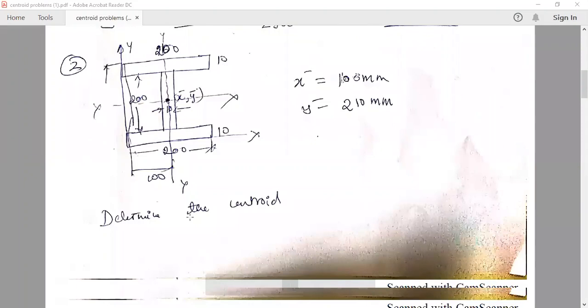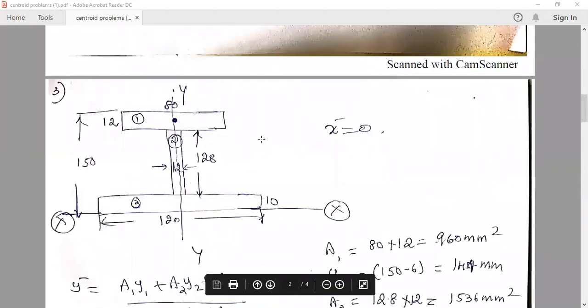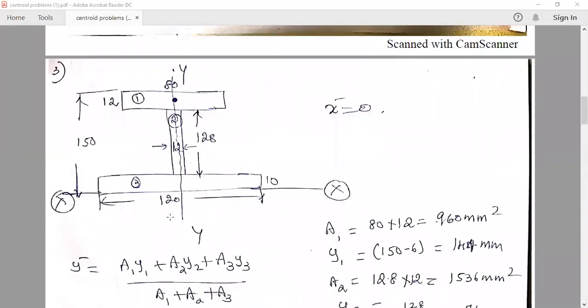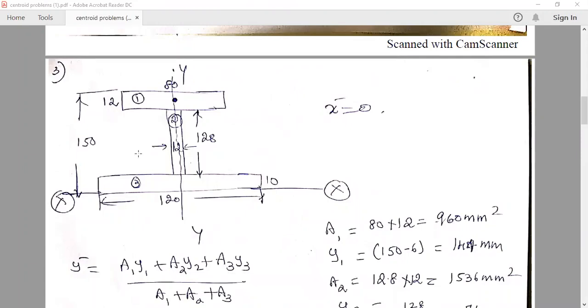Now this is an equal symmetric I section. If it is an unequal I section, see here. This is another problem, an unsymmetrical I section. Now here with respect to the y axis there is symmetry, but with respect to the x axis, if I take it exactly at the center, the upper portion is not the mirror image of the lower portion. So there is no symmetry with respect to the x axis, but for the y axis, if I take it exactly here, the left-hand portion will be the mirror image. So x bar I can write as 0 because I have taken the y axis exactly here. So the centroid will lie on this axis.